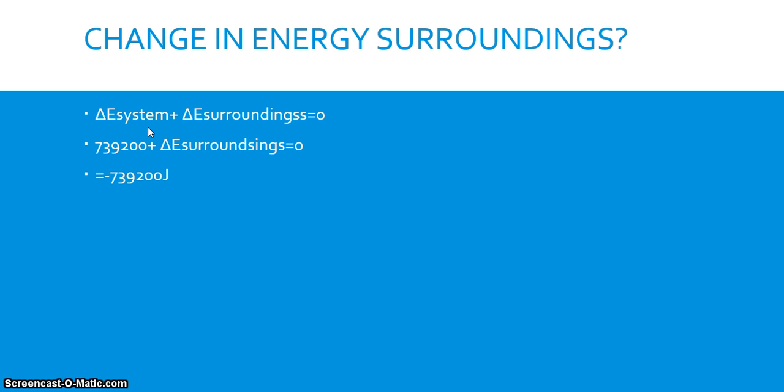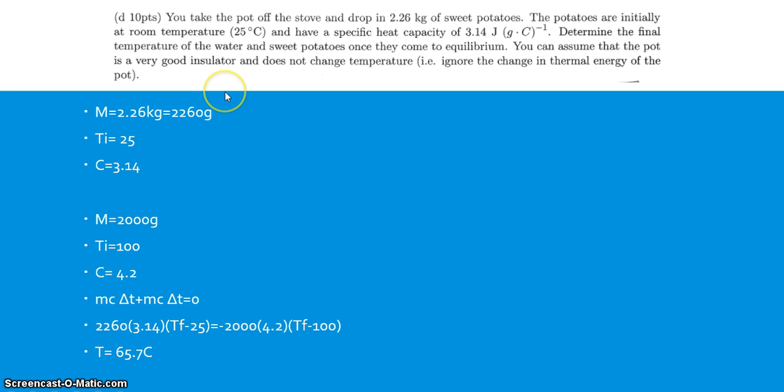Now you have to find the change in energy of the surroundings. So right off the bat, we know the basic equation: delta E system plus delta E surroundings equals 0. Once again, we know this value based on the first problem. So we know this plus the surroundings equals 0 because of the conservation of energy. Therefore, it's just the negative of delta E system. So you get negative 739,200 joules.